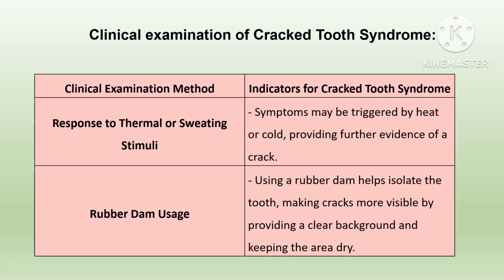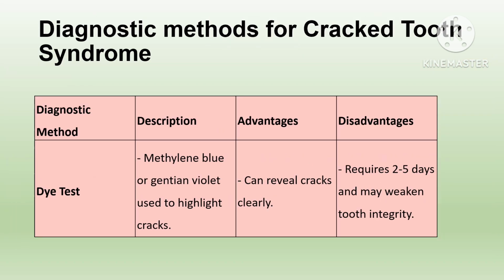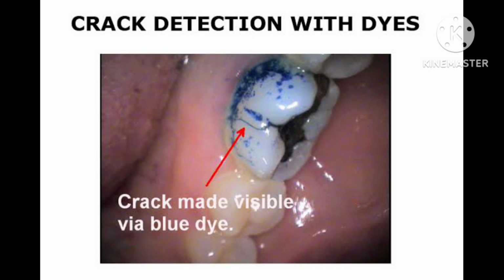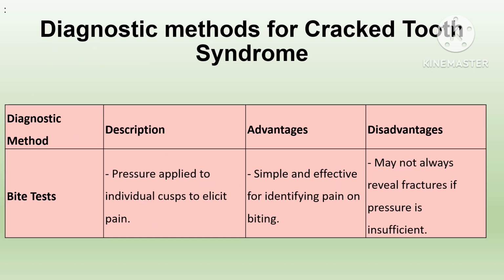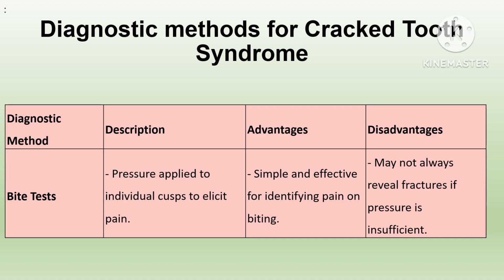Rubber dam usage helps to isolate the tooth, making the crack more visible by providing a clear background and keeping the area dry. Periodontal probes help to differentiate between the cracked and the split tooth by identifying localized defects. Dye test uses dyes like methylene blue or gentian violet to highlight the cracks. They can reveal the cracks easily. Bite test: pressure is applied to individual cusps to elicit pain.